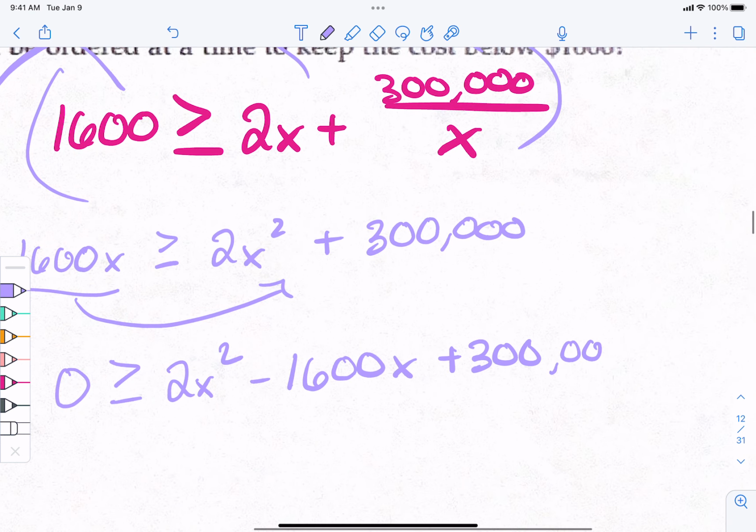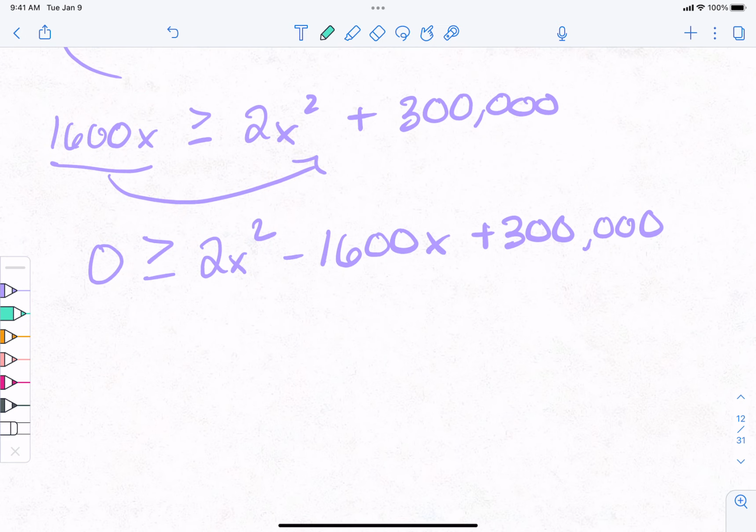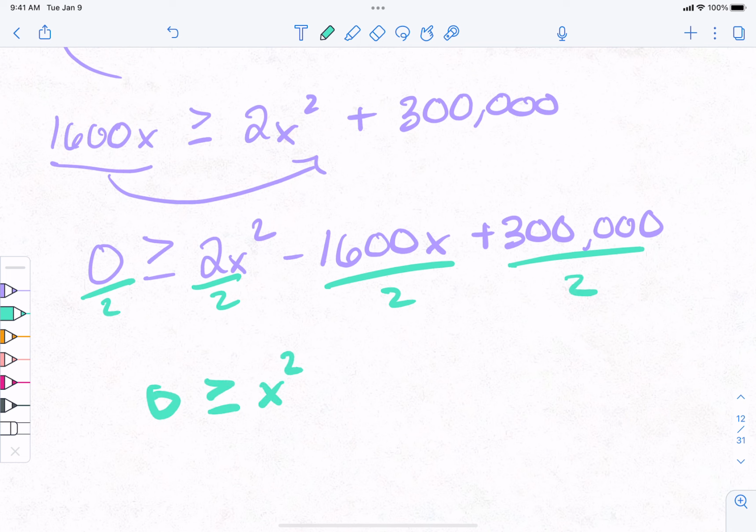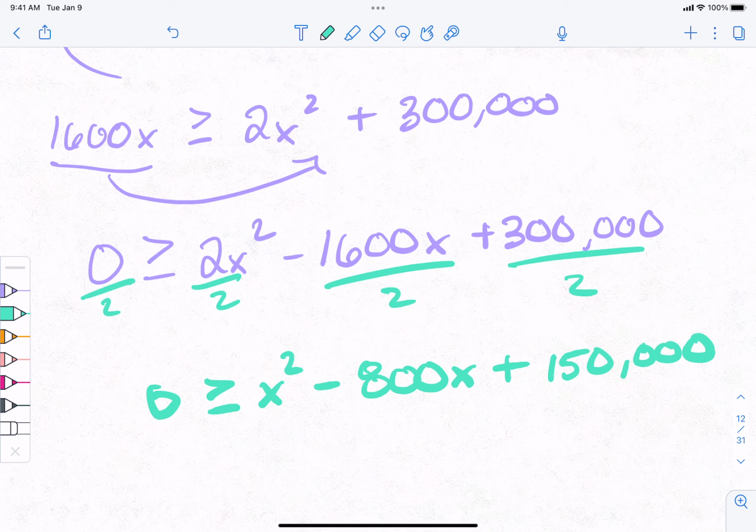Now what? Complex or no? It is technically... you can divide by 2. Everything divides by 2. So 0 greater than or equal to x squared minus 800x plus 150,000. Okay? Good? All right.